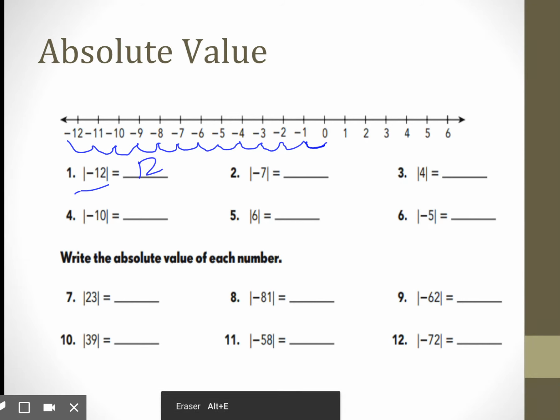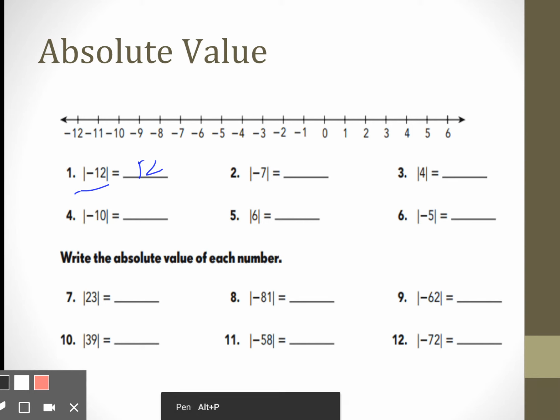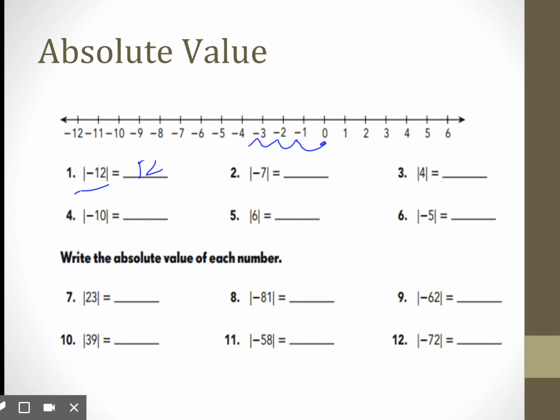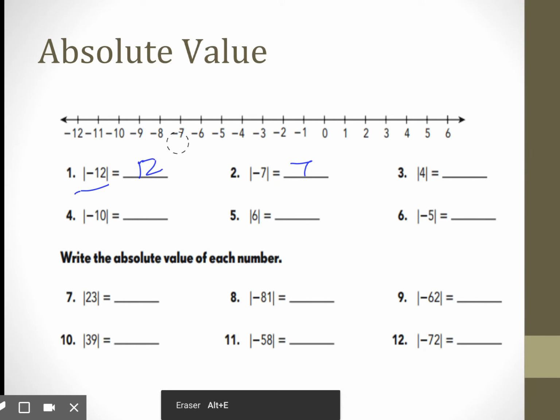Let's try for -7 now. So again, I'm always starting at 0. 1, 2, 3, 4, 5, 6, 7. The absolute value of -7 is 7. Let's try with 4, which we already did on the other page, so we'll just fill that in because we know the absolute value is 4.